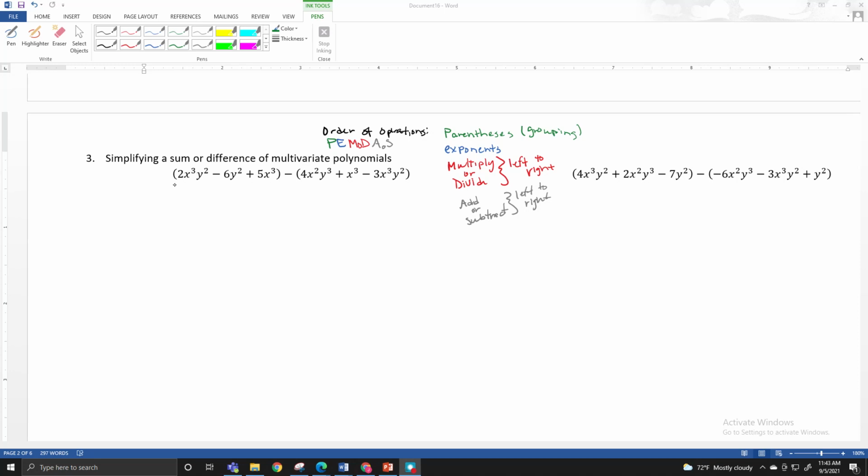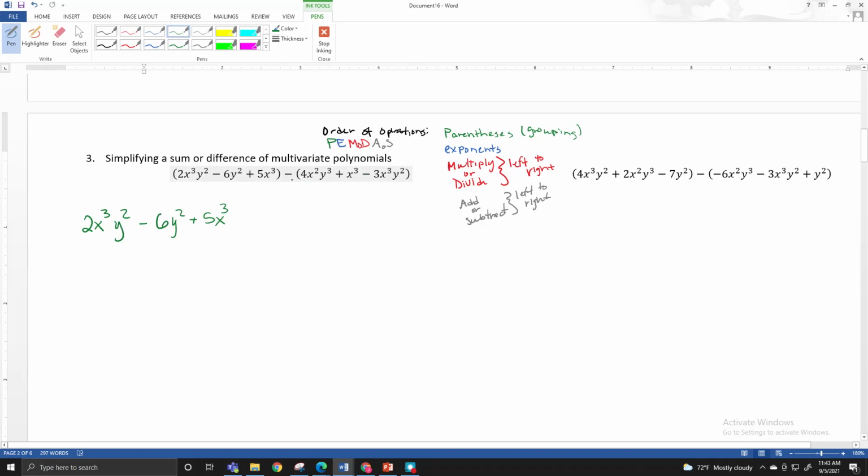So parentheses first, we're going to get rid of all of the parentheses or simplify everything inside if we can. The first set of parentheses, there is nothing attached being multiplied to it, and it is positive, so I can just write it as I have it. So this is going to be a 2x cubed y squared minus 6y squared plus 5x cubed.